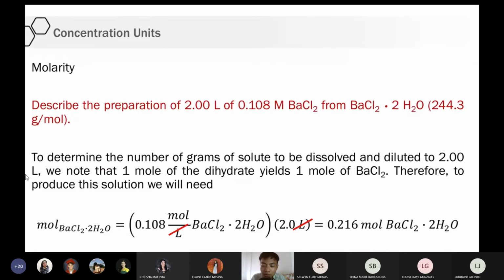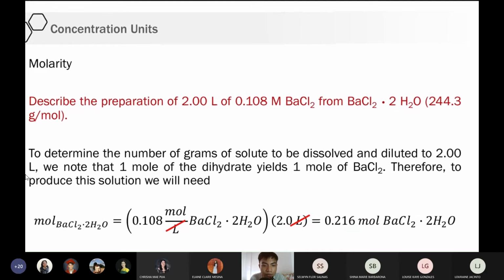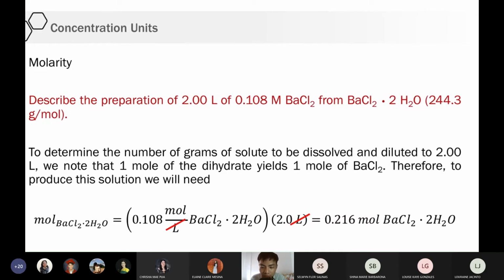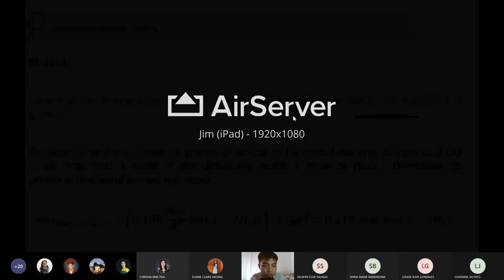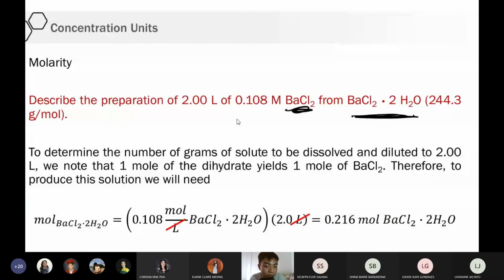Okay? Ito yung question. Ano yung stoichiometry? Ano yung ratio ng BaCl2 sa BaCl2·2H2O? How many BaCl2 can we get from BaCl2·2H2O, barium chloride dihydrate? Sige. Ano yung ratio nila? Sagot ay 1:1 lang. Okay.